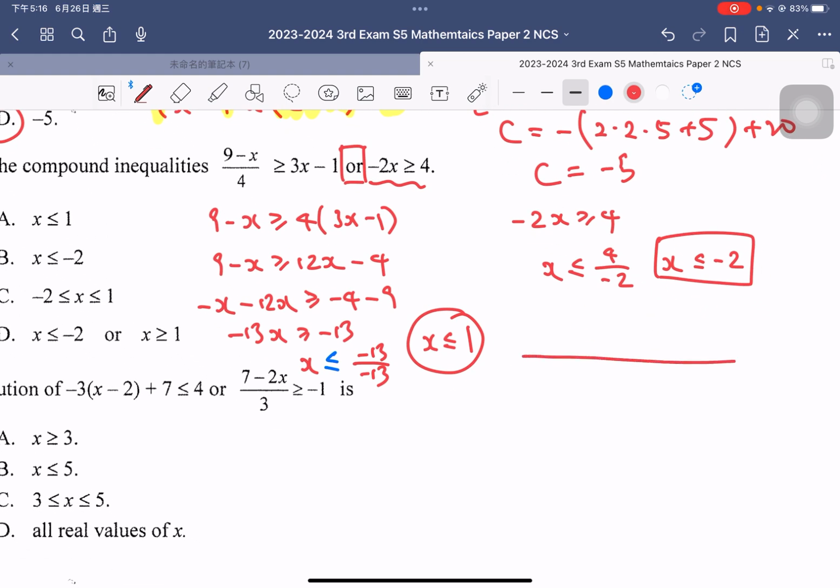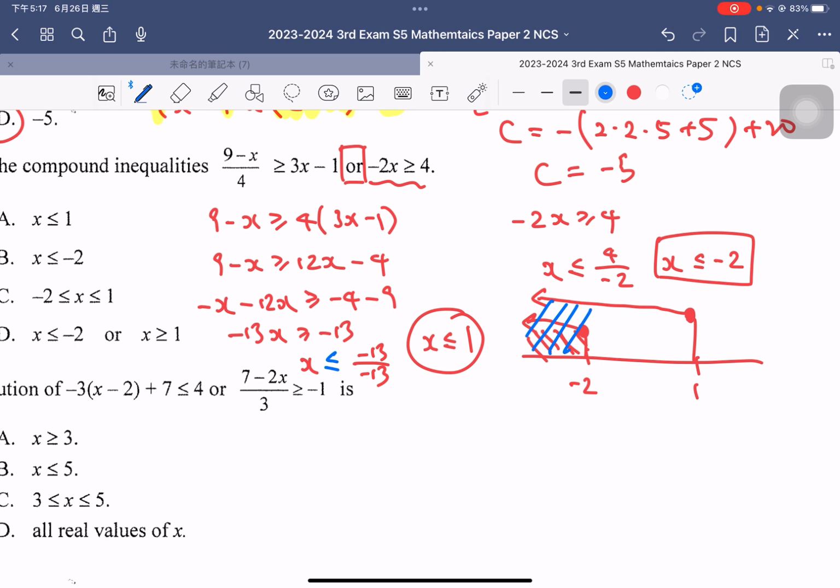So I draw a line diagram. We have two numbers, negative 2 and 1. The number on the left-hand side should be smaller. Okay? And both of them are smaller than. So x is smaller than negative 2, so the arrow should be going to the left, and then x is less than 1. And then I shade it, becomes like this.